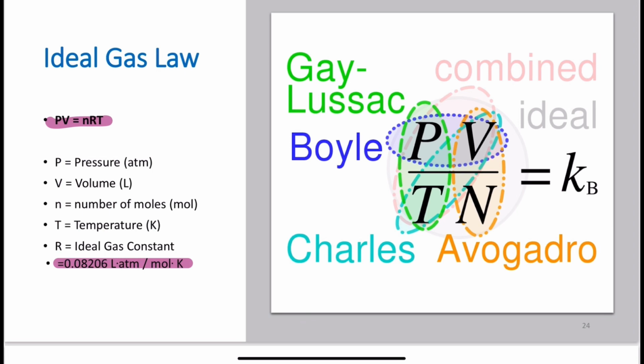The ideal gas law is basically combining all of the individual gas laws into one equation. And they're all equal to this constant, which happens to be our ideal gas constant, R.